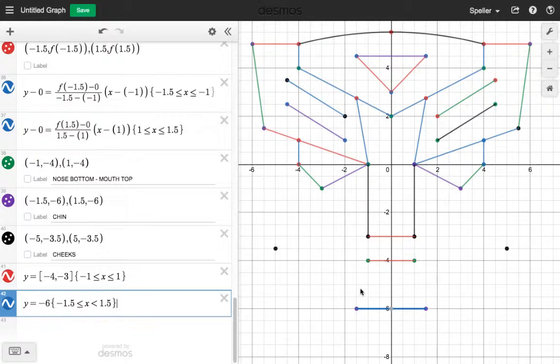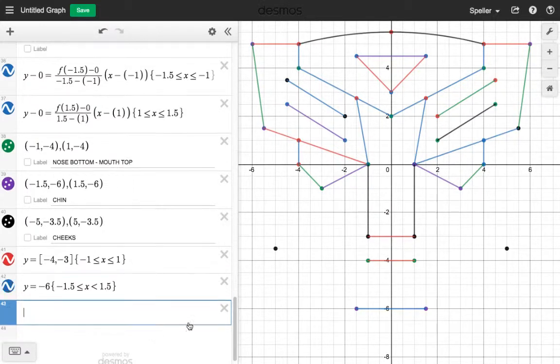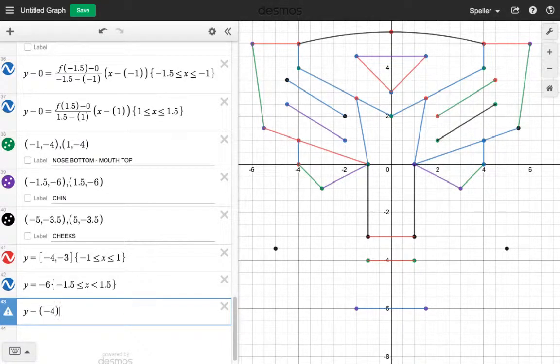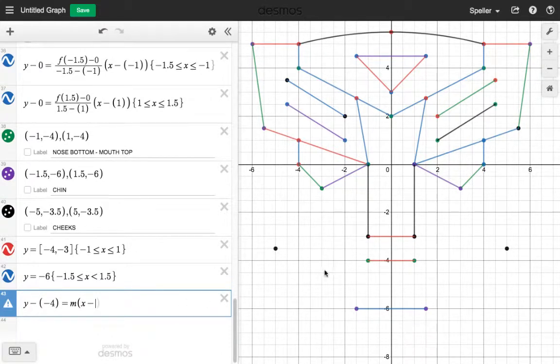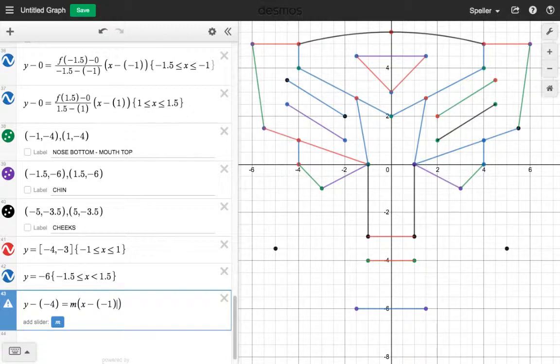Let's do the left-hand side of the mouth and then the right-hand side. We'll start with the left-hand side. On the left-hand side, we have these 2 points. Let's go ahead and use this point up here. I think this is a little bit easier. We see the y value is -4 and the x value is -1. So y minus -4 in parentheses equal to the slope times x minus, and I'm sorry, I forgot what that was. The other point's x value was also -1. So minus -1. And close that off.